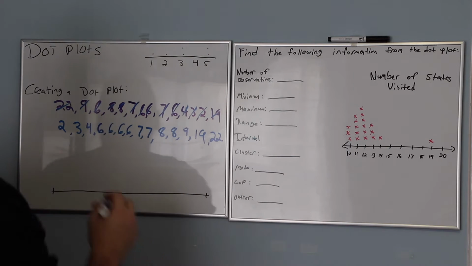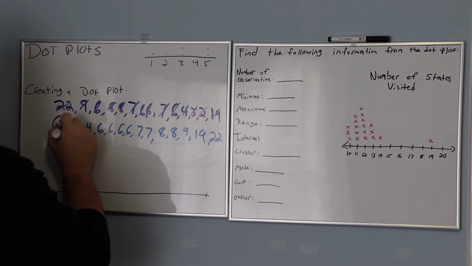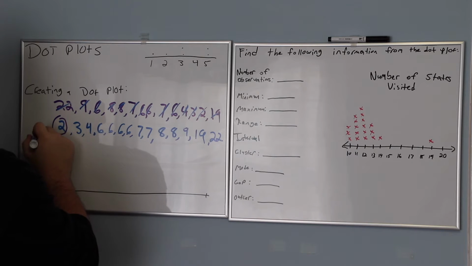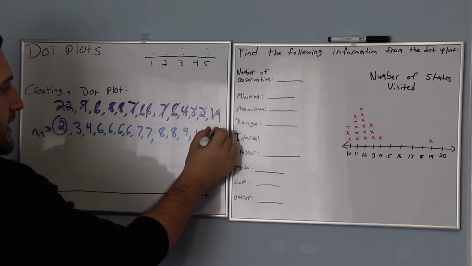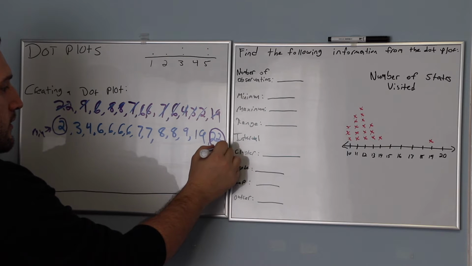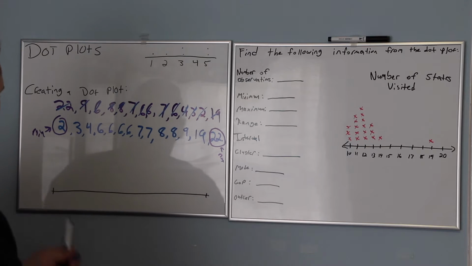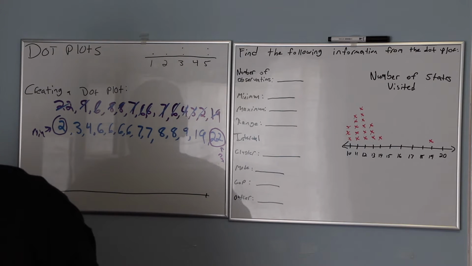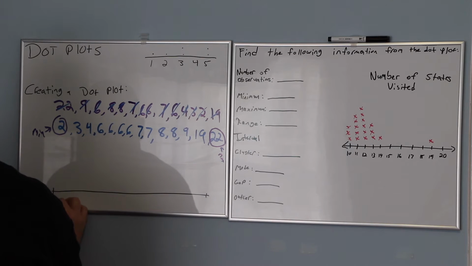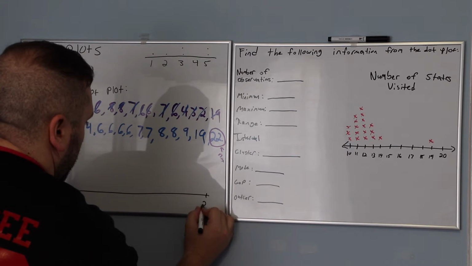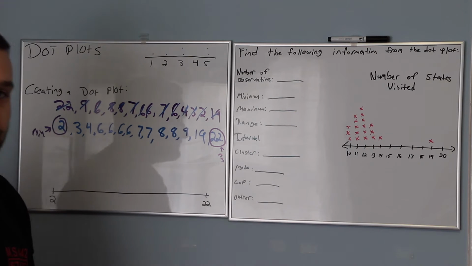My minimum is going to be the number that's way over here on the left. And this guy, all the way on the right, would be my maximum, right? So I know here that my number line has to include a 2 and has to include this 22.